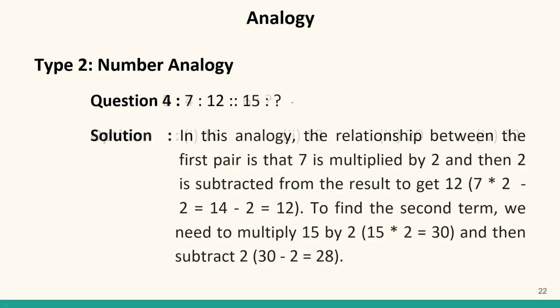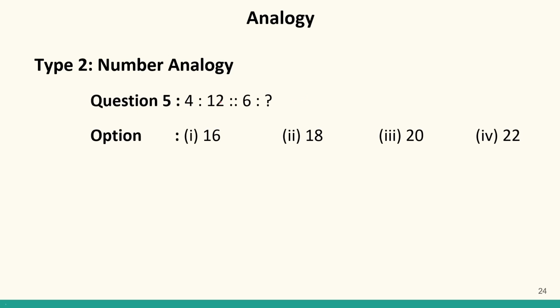Now, over here, 4 is related to 12, and we have to find out how 6 is related to this number. So very simply, if I multiply 4 by 3, I'll get 12. Similarly, if I multiply 3 and 6 together, I'll get 18. So 18 is in option number 2. So my answer will be option number 2, 18.